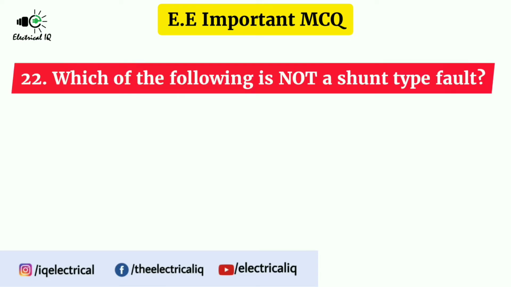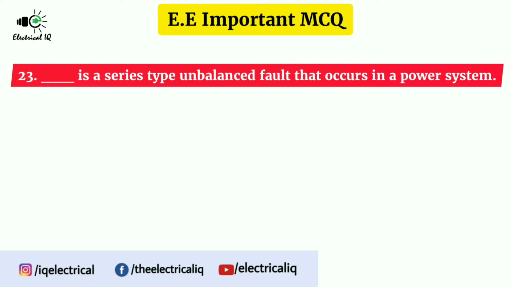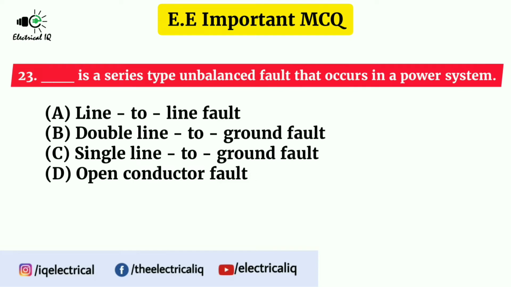Next, which of the following is not a shunt type fault? A open conductor fault, B double line to ground fault, C line to line fault, D single line to ground fault. So the answer should be open conductor fault. Next, dash is a series type unbalanced fault that occurs in a power system. A line to line fault, B double line to ground fault, C single line to ground fault, D open conductor fault. So answer should be D open conductor fault.